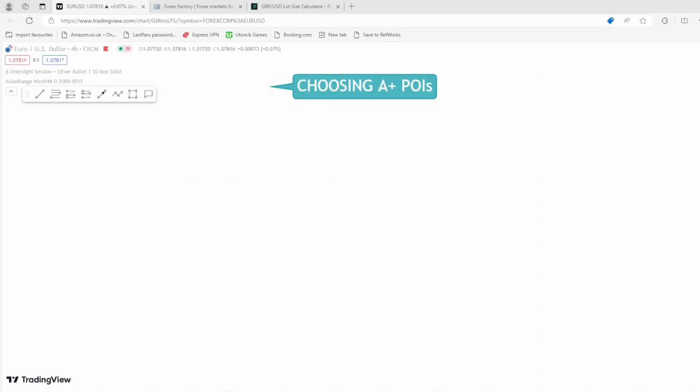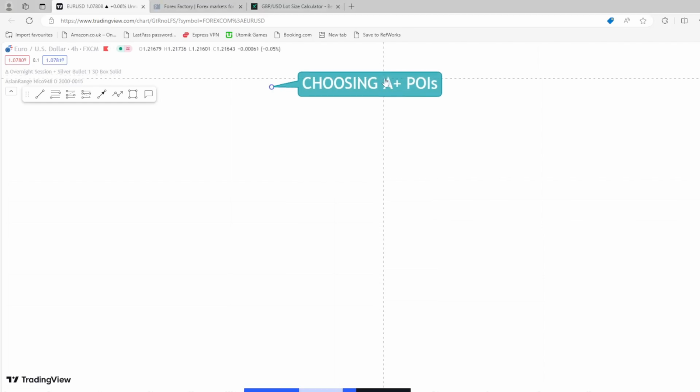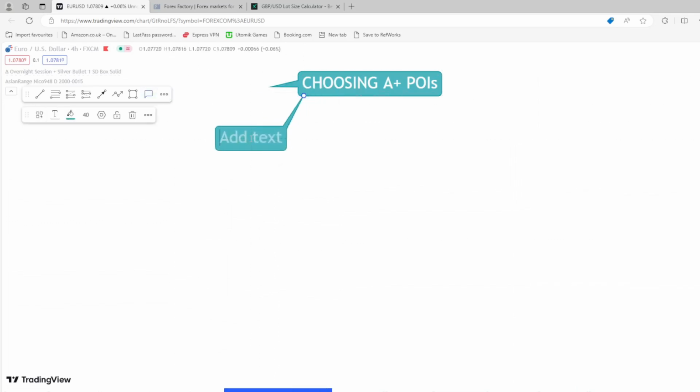Here we're going to be going over one of the most important topics in SMC, smart money concepts, but it does have parallels to ICT. We're going to be going over how to choose the A+ POI. We're going to be looking at rules and confluences, two things that you should master before entering the markets from a POI or smart money concept perspective. So what do I mean by that? Let's dive into two aspects.